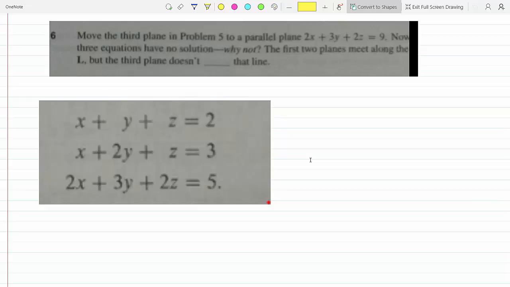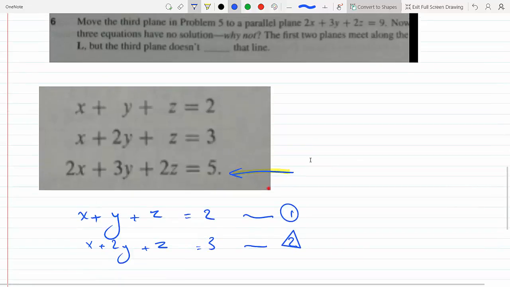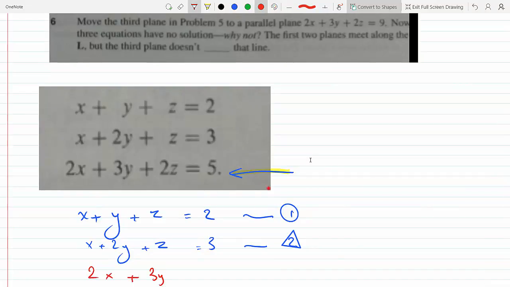So I'm going to replace the third equation, which is this, by the above equation in the question. So the first two equations remain the same. Equals 3. So this is 1, 2, and then the third equation as instructed, 2x plus 3y plus 2z equal 9.